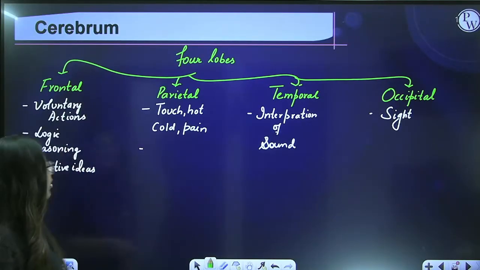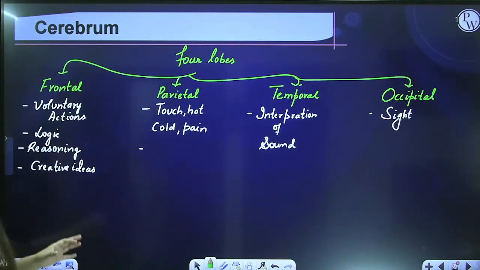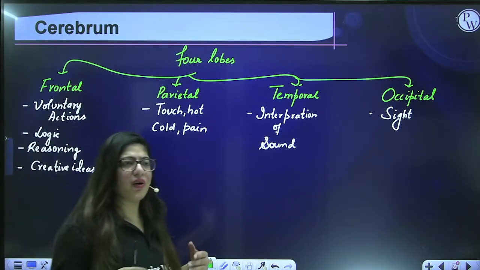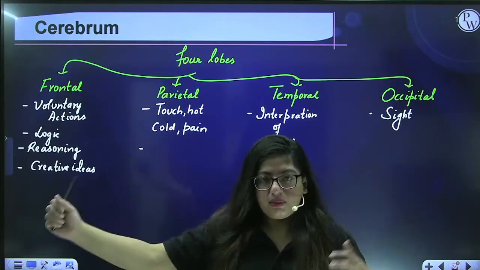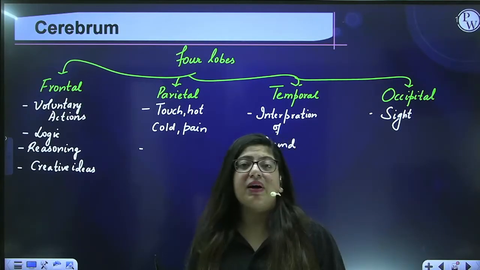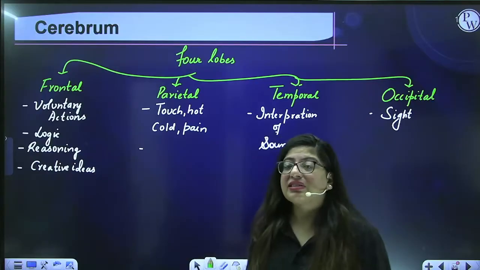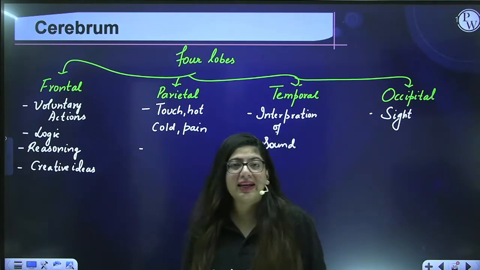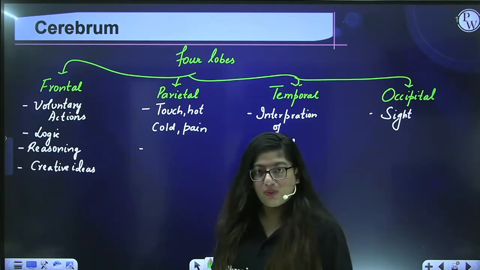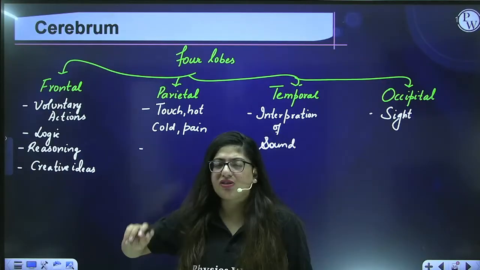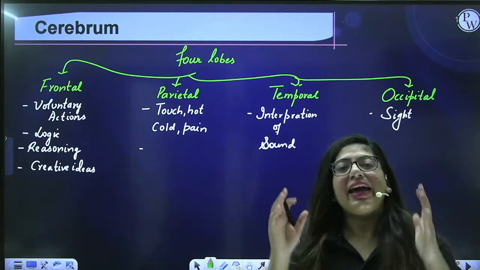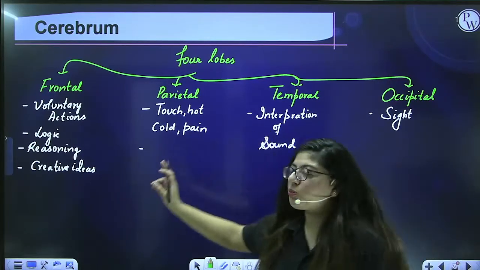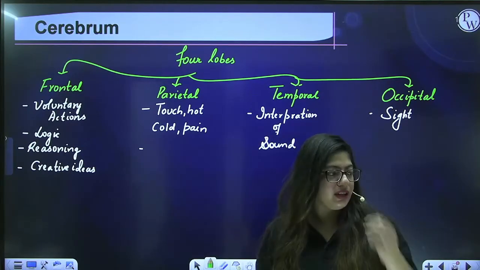Okay, and then we have the frontal lobe. It controls all your logic, reasoning, and all your voluntary activities. For example, I'm moving my hand. This impulse has been sent to my skeletal muscle through this portion of my brain, that is the frontal lobe. So any logic, reasoning, creative ideas, your intelligence, IQ, EQ, everything is controlled by this portion of your brain, and that is frontal. All right, guys.